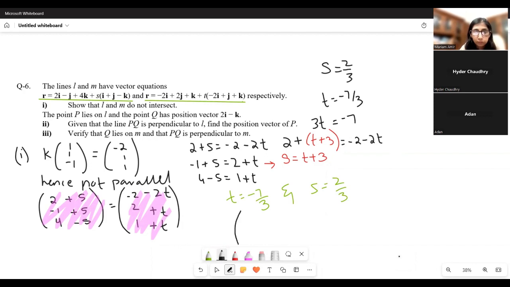So the first one is 2 plus s, which is 8 by 3. Then we have minus 1 plus 2 by 3, which is minus 1 by 3. Then we have 4 minus 2 by 3, which is 10 by 3.